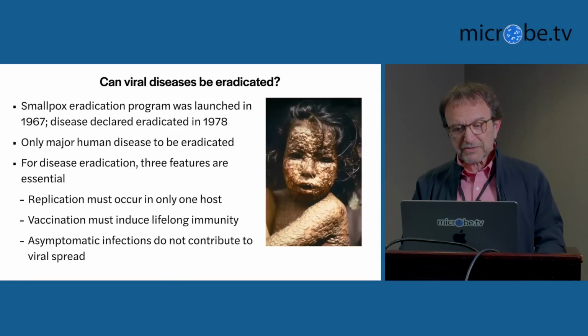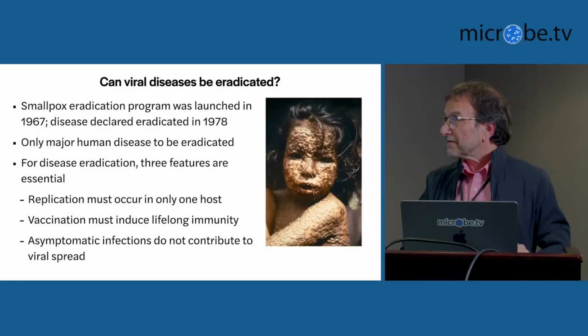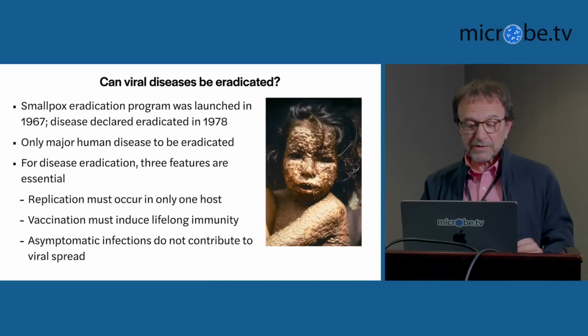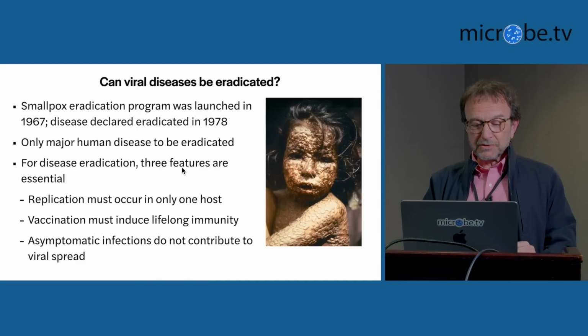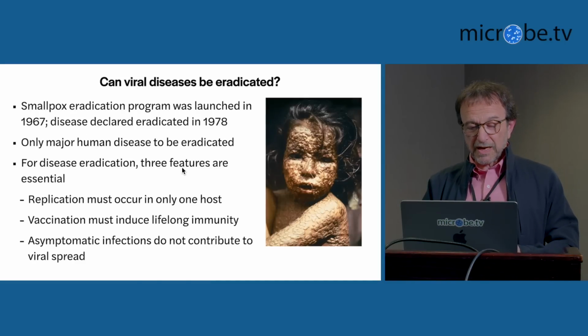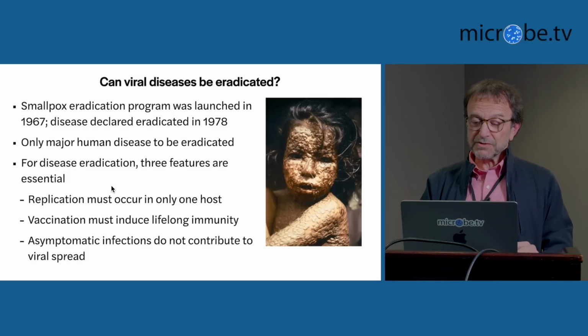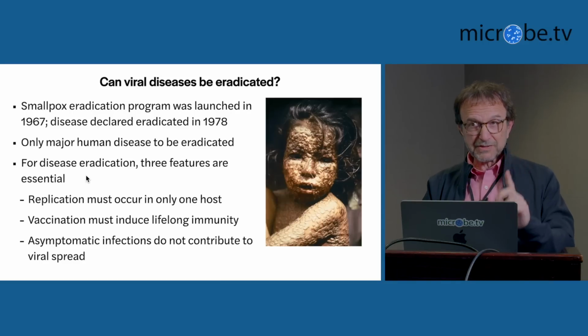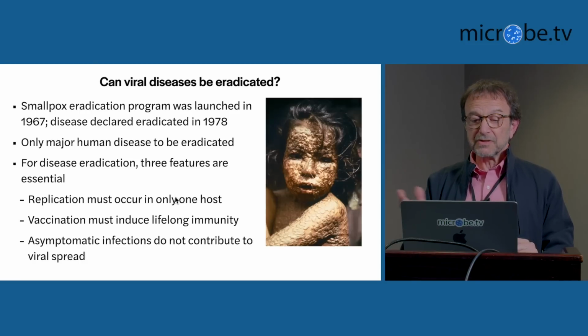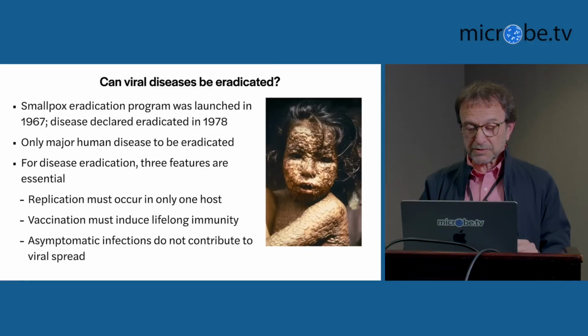So can you actually eradicate a viral disease? Well, we did smallpox, the only major human disease to be eradicated. And D.A. Henderson, in his book, D.A. Henderson, of course, was the architect of the eradication program. He said there are 3 features of a virus that are essential for eradication. First, the replication must occur only in one host. Okay, check for poliovirus, humans only.